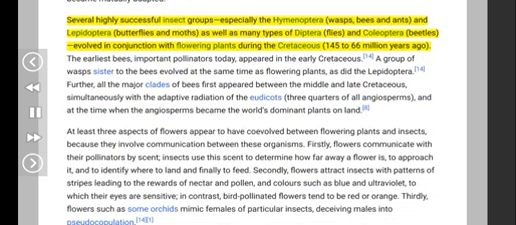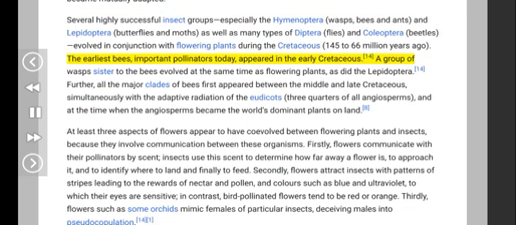Several highly successful insect groups, especially the Hymenoptera, wasps, bees and ants, and Lepidoptera, butterflies and moths, as well as many types of Diptera, flies, and Coleoptera, beetles, evolved in conjunction with flowering plants during the Cretaceous, 145 to 66 million years ago. The earliest bees, important pollinators today, appeared in the early Cretaceous. A group of wasps sister to the bees evolved at the same time as flowering plants, as did the Lepidoptera.